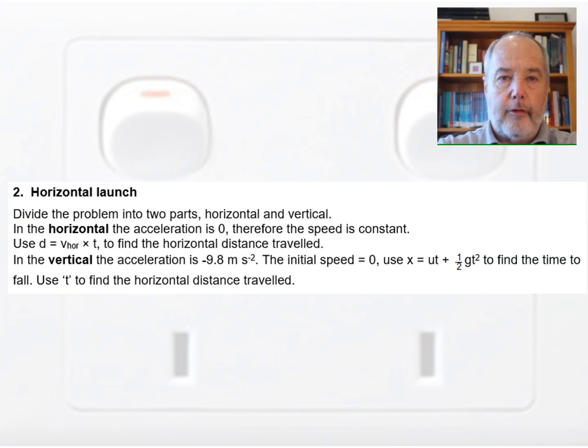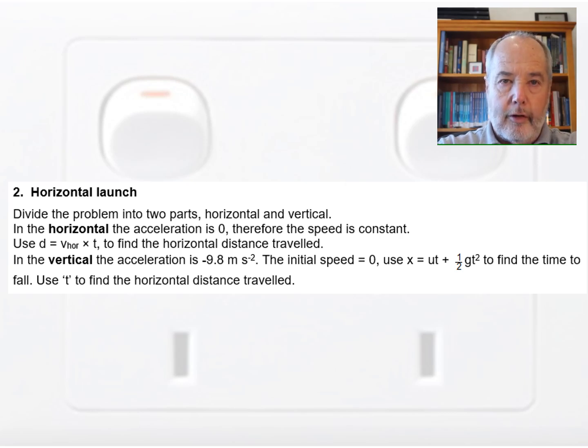The second type of projectile motion is when it is launched horizontally. Again, the acceleration down will be 9.8. We will divide the problem into 2 parts, horizontal and vertical. In the horizontal direction, the acceleration is 0, so the velocity is constant. So the distance travelled is given by the initial horizontal velocity times the time it takes to fall. You will find the time it takes to fall by considering the vertical direction. You will usually be told the height it's falling from, and you will use x = ut + ½gt², where u is 0, to find out how long it takes to fall.